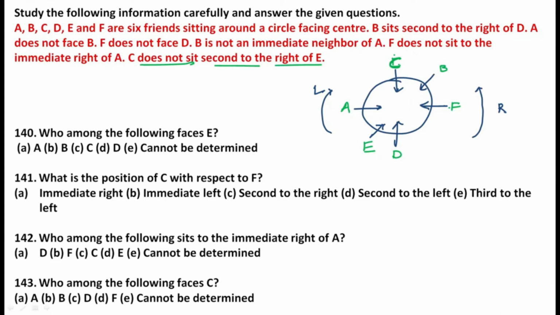Now, the following questions. Who among the following faces E? The person B faces E. What is the position of C with respect to F? C with respect to F is exactly second to the right. Who among the following sits immediate right of A? The immediate right of A is E. Guys, if you're done with an arrangement, you can choose an option. 10 seconds, guys. Who among the following faces C? The person B faces C. We are done with these four questions.